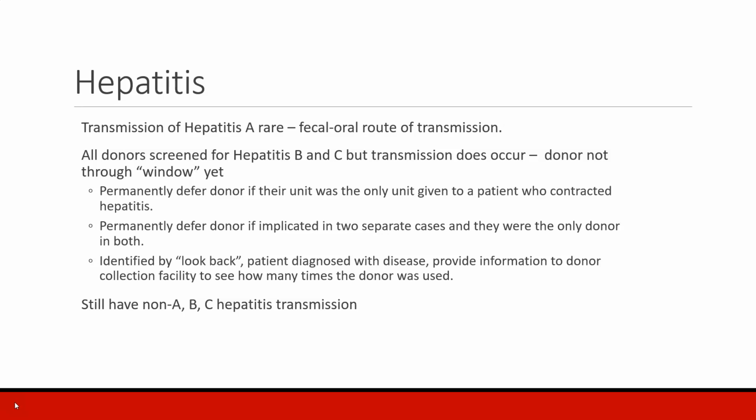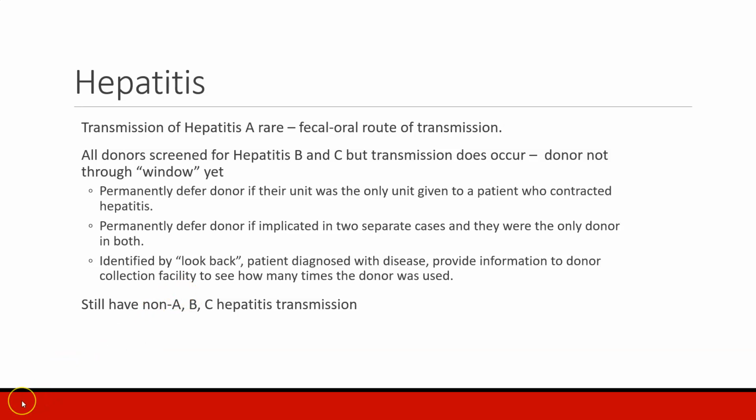If a patient gets hepatitis, and it's either B or C, the donor is permanently deferred if their unit was the only unit given to a patient who contracted hepatitis. Permanently defer a donor if they're implicated in 2 separate cases and they were the only donor in both. So Ms. Jones got my blood and somebody else's. Ms. Smith got my blood and somebody else's. And the only common denominator is me. So if they got hepatitis and I'm the commonality, then I'm permanently deferred.